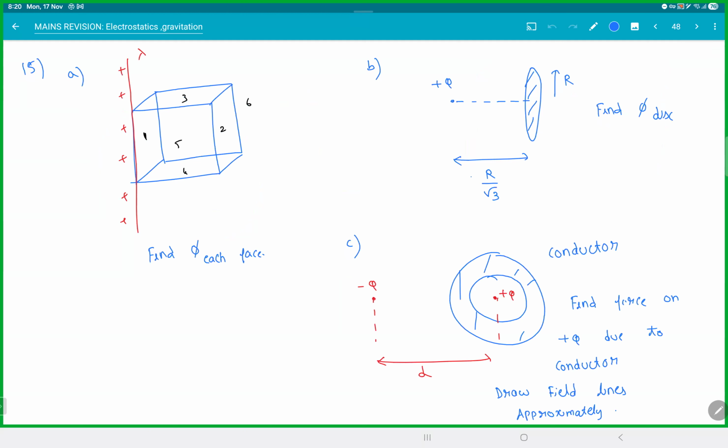We have a cube and an infinite line charge passing through the corner. Find the flux through each face. B is a standard equation. C, we have a conductor with a cavity. There's a minus q outside. Find the force on the plus q due to the conductor and draw the field lines approximately. I want the flux through each face.